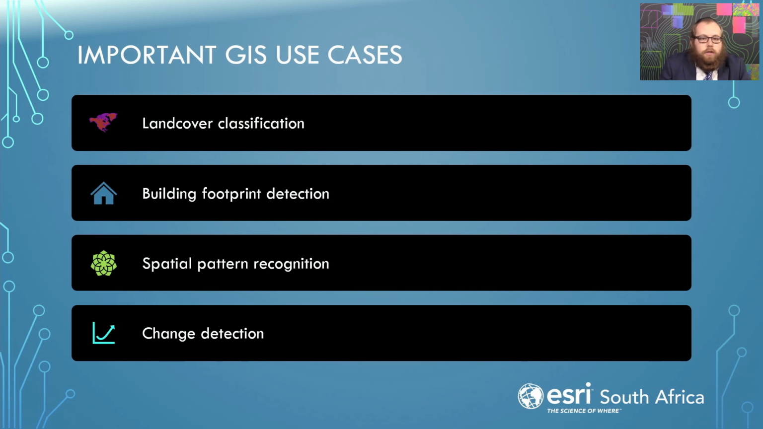GIS-specific use cases include classifying land cover, detecting building footprints, spatial pattern recognition, and detecting change in imagery. These are just some of the use cases in general and GIS-specific. There are, of course, many.